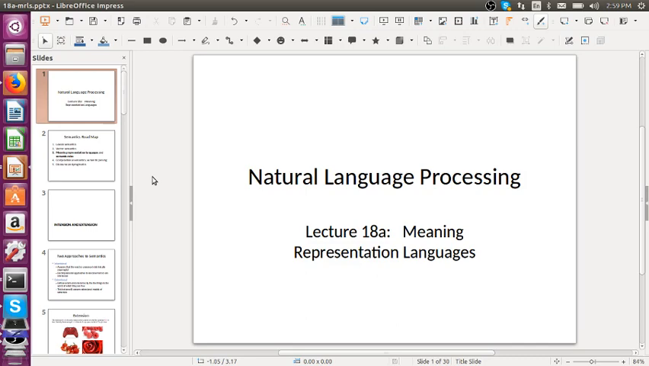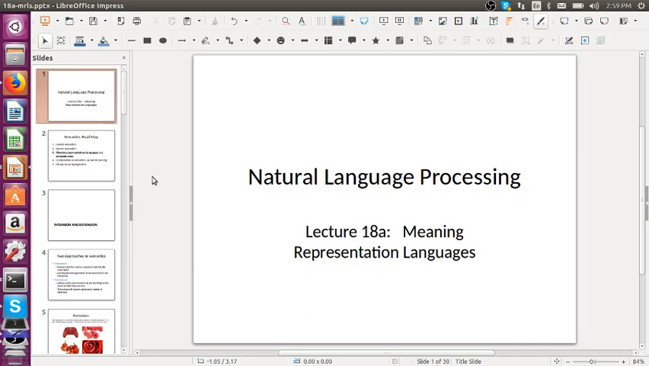So, what sort of meaning representation languages do we have on the planet? And the answer is almost an infinite number. For a long time, that's what almost every researcher in natural language processing would do. They would come up with a new meaning representation language that would supposedly be better than all the previous ones.